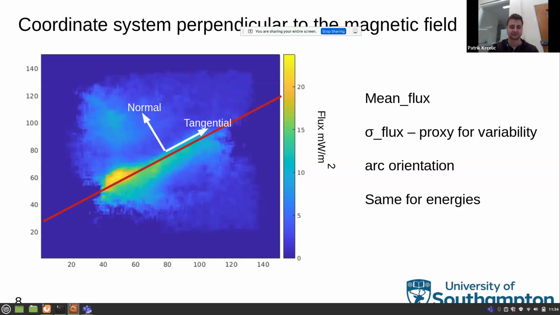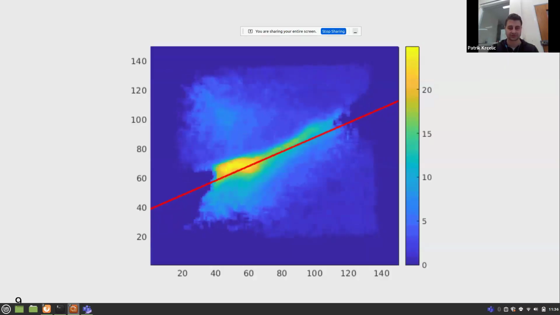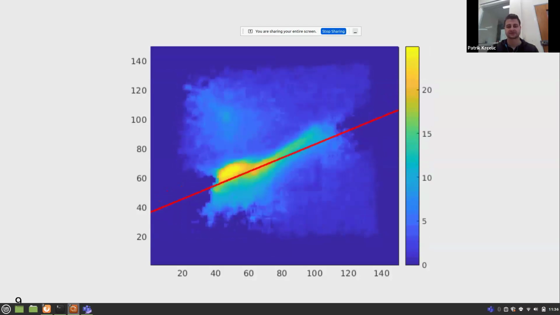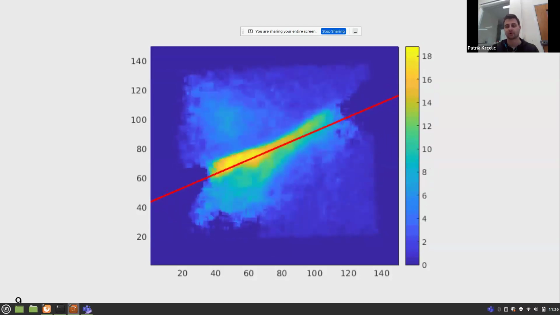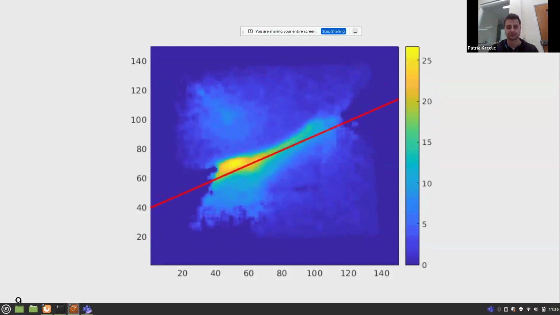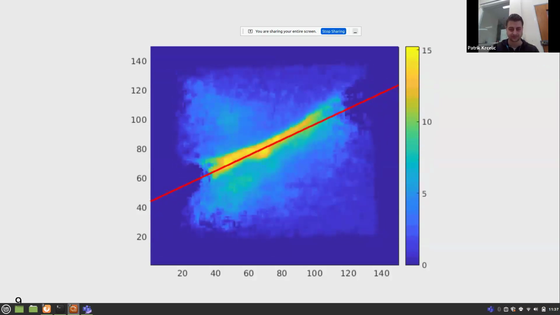But we don't just take it from one frame. We take that from all the frames within our event, as shown in this video. So the mean value is the mean flux of the event, and the standard deviation, we assume it's both the temporal and spatial variability of the event. And then we repeat the same thing for the energies.